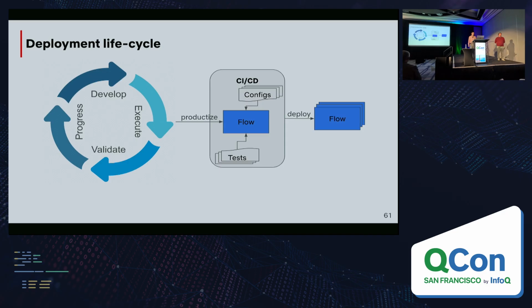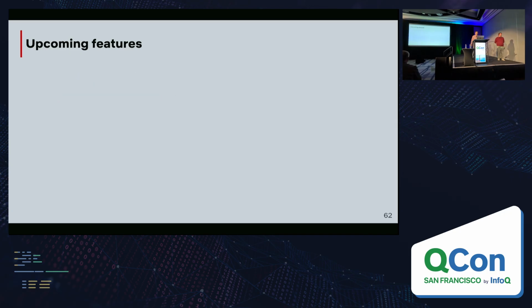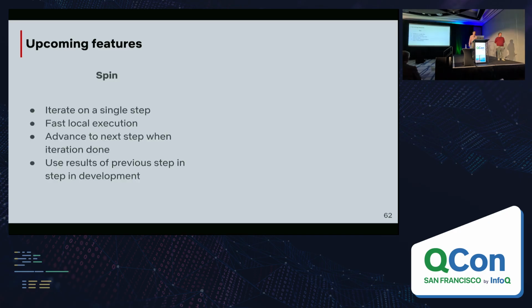So we want to improve this whole cycle, both the first one where you're basically iterating and developing, and then the CI/CD part where you're deploying. So the two features that we have upcoming for this, the first one is called spin. The name may change. We may spin on it a little bit. But the idea is to iterate on a single step quickly with a fast local execution. And then once you're done with that, you can iterate on your next step using the result of your previous step in that next step. So you can build your flow step by step.